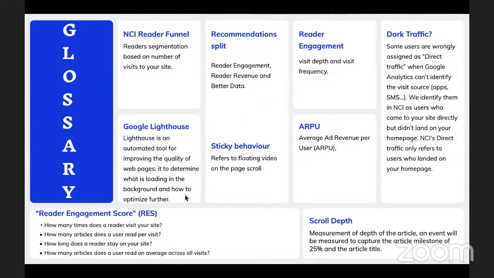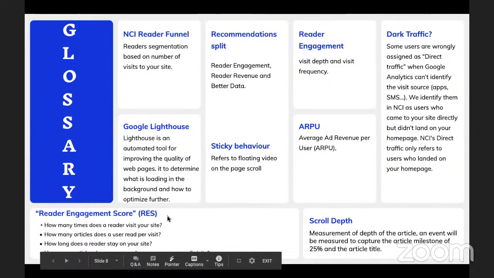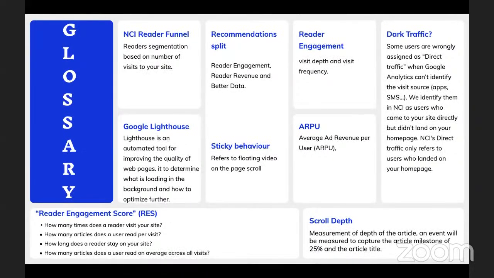Great. So we were on reader engagement score. It's basically a benchmark against all news publishers in the industry. What we measure in the reader engagement score are basically four crucial elements. First, how many times does the reader visit your site as compared to other news sites? How many articles does the user read per visit? How long does the reader stay on your site? And how many articles does the user read on average across all visits? So these are four parameters that you will compare yourself with the benchmark, which is about 1,000 plus news publishers.